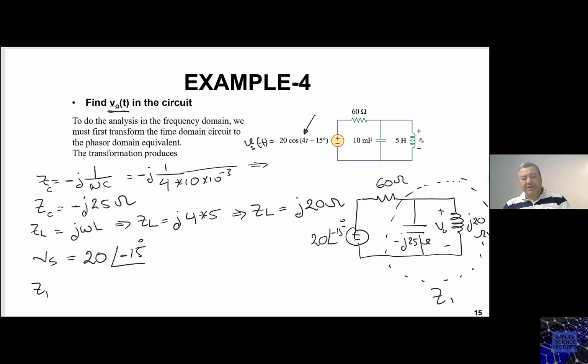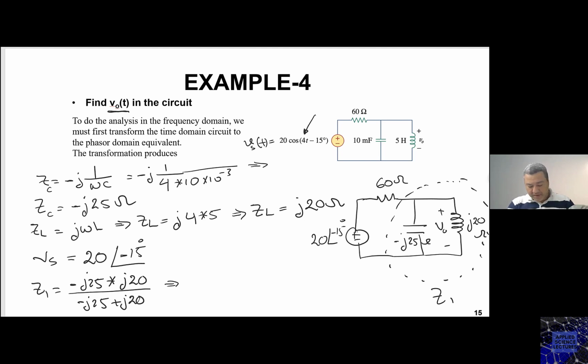Then what you have is Z1 equals. Now you look at them as impedances in parallel. You don't care that it's a capacitor. You're finding the equivalent impedance. So you have this impedance minus j25 and another impedance j20 that is in parallel. So the total would be minus j25 times j20 divided by the summation, which is minus j25 plus j20.